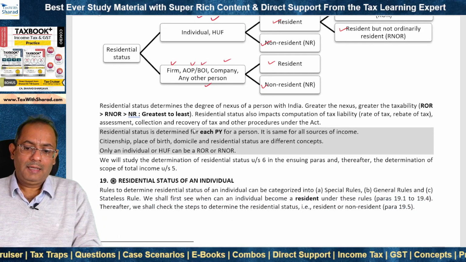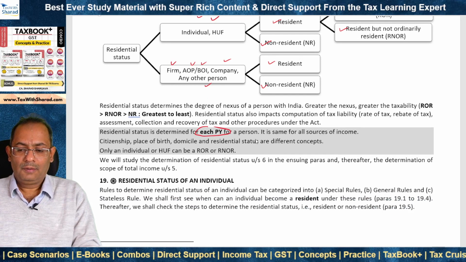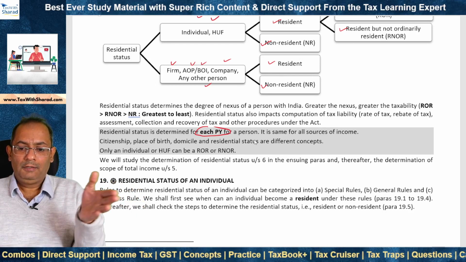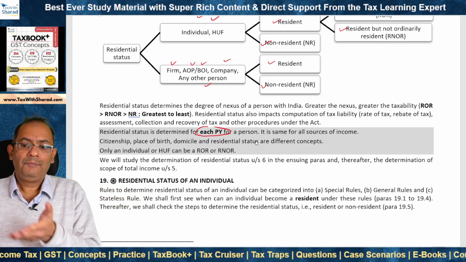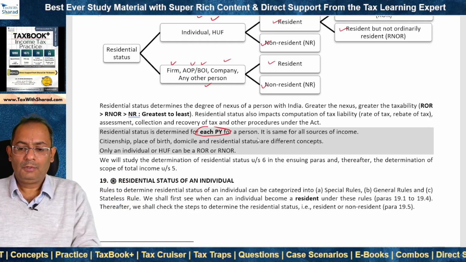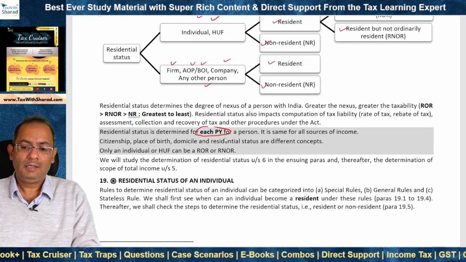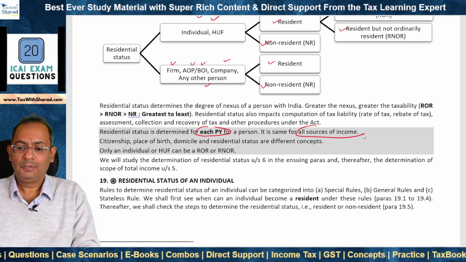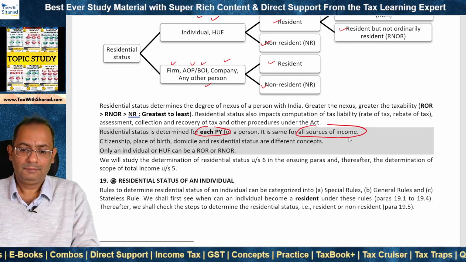Now the residential status is determined for each previous year for a person. Okay. It's not the same across all previous years. You cannot say that if I determine the residential status for a previous year, it will apply the same for all subsequent years also. No, it can be different for different previous years. So it is determined for each previous year and it is the same for all sources of income, because residential status doesn't apply to a source of income but to a person.